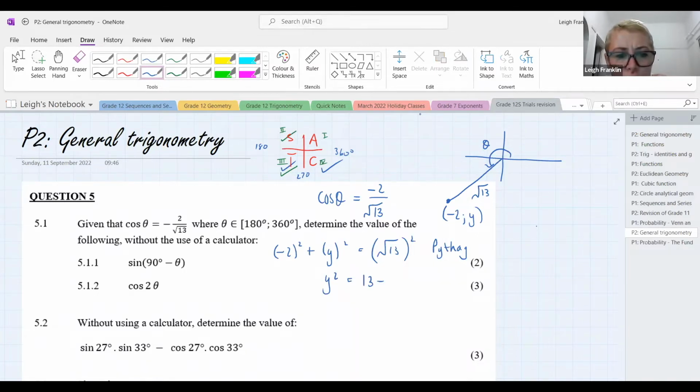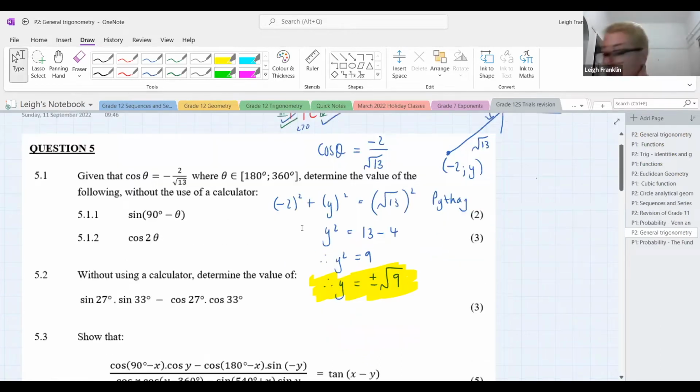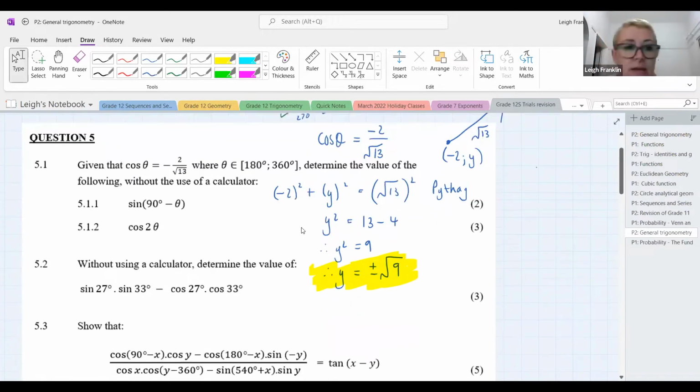Sorry, 13 minus 4. So that means that y squared is equal to 9. So therefore, y is going to be equal to plus or minus the square root of 9. I think that this is such an important step to write down for yourself. Remember, when you take a square root, your answer could be positive or it could be negative. So maybe you can write that just as something to help you jog your memory. So therefore, y would be equal to -3.